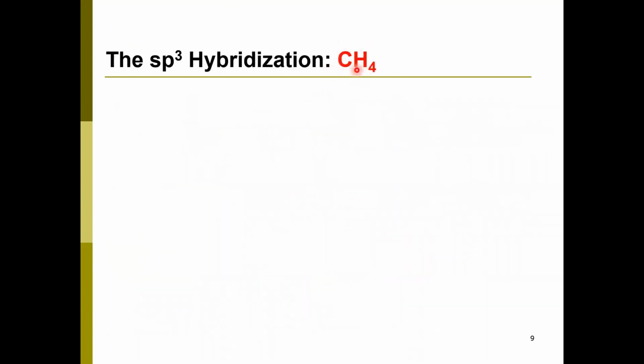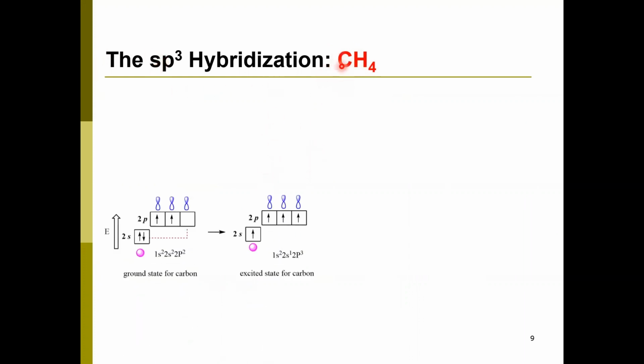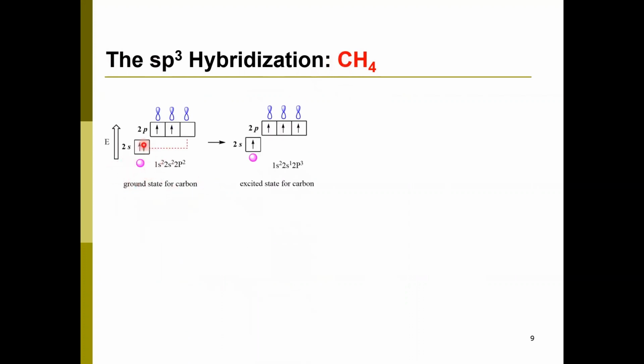Now let's discuss the methane molecule, to explain sp3 hybridization in the methane molecule. Here the carbon atom is the center atom. The electronic configuration is 1s2 2s2 2p2, and the valence electrons are 2s2 and 2p2. The 2p orbital is a little bit higher in energy compared to the 2s. And when we excite this atom, one electron will move into the empty orbital.